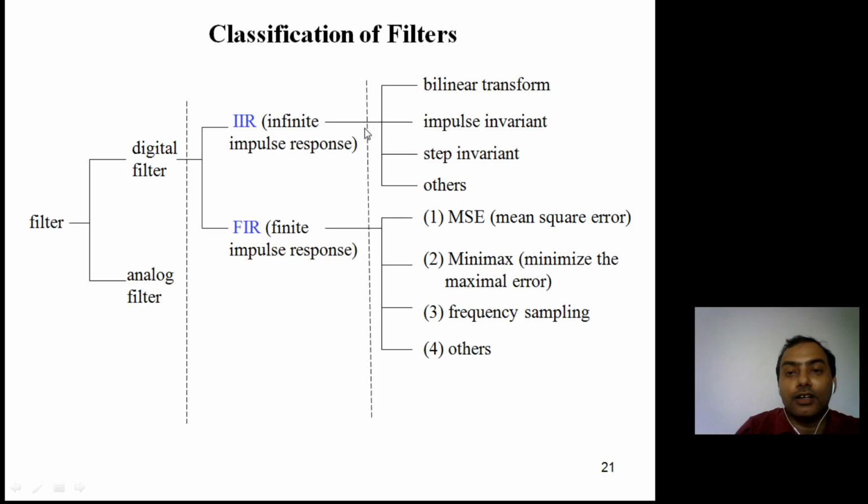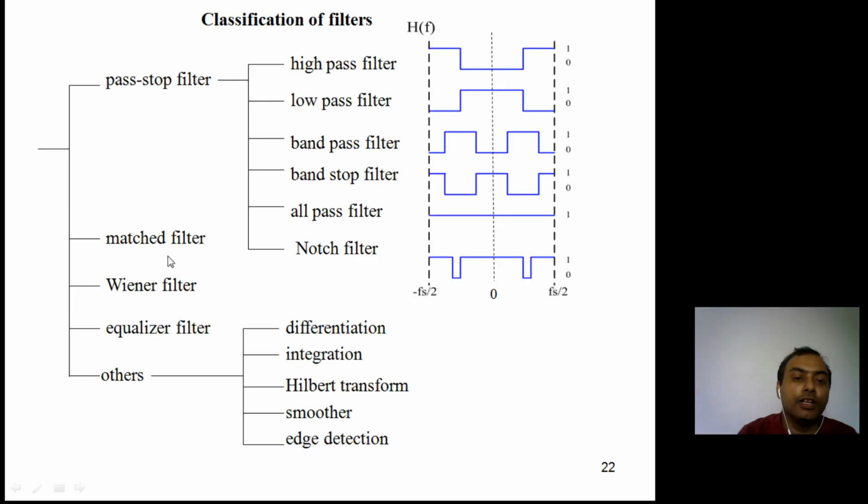Matched filter is again part of analog filters, Wiener filter, equalizer filter and others. After Wiener filter, there are Kalman filter and nowadays particle filter, and so many other filters, but here we are going to cover only up to this. From the pass and stop filters we are very much aware. Some other filters are there, like differentiation filter, integration filter, Hilbert transform, smoother, edge detection. These are also useful filters.